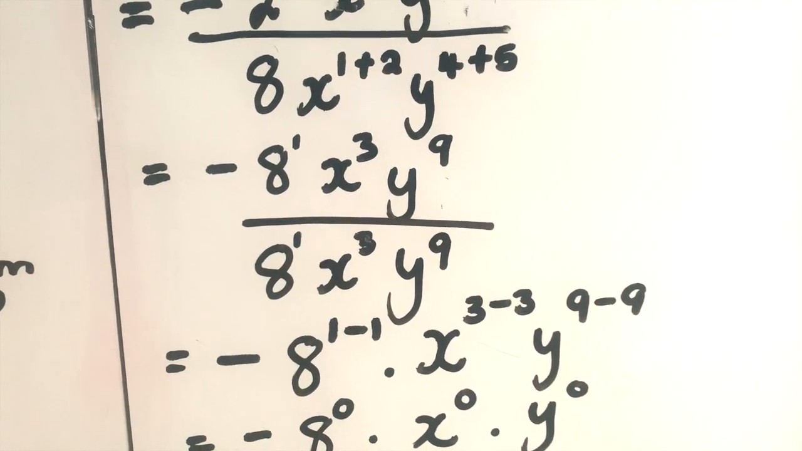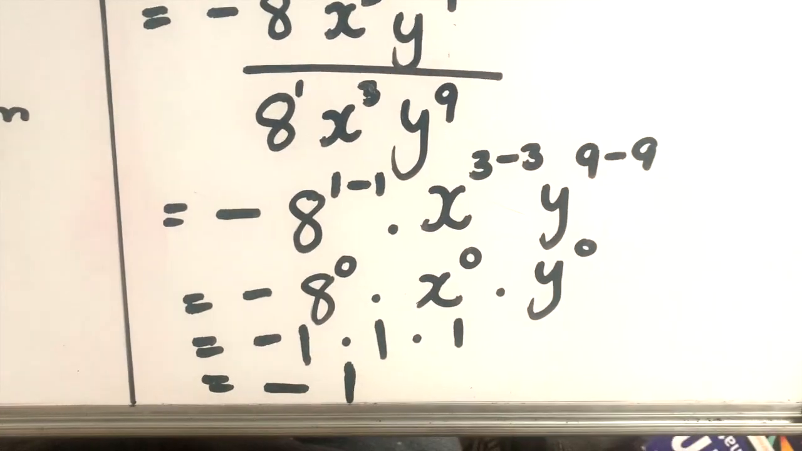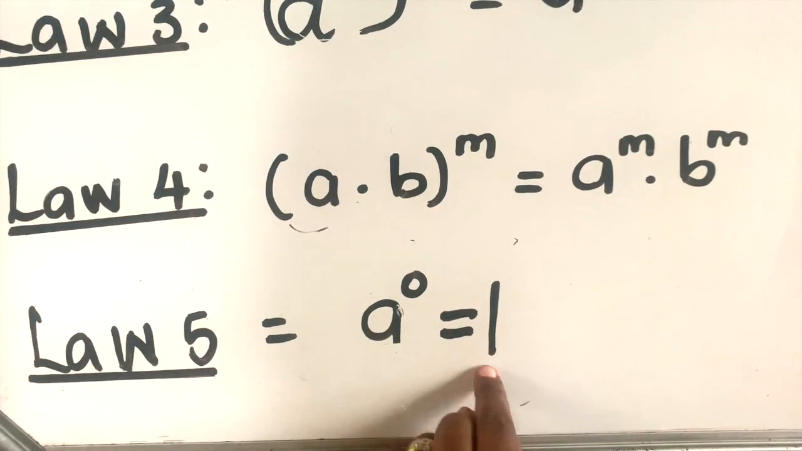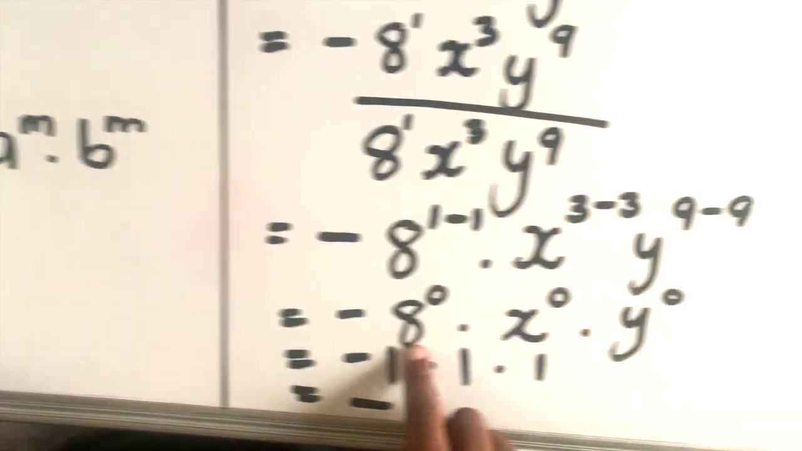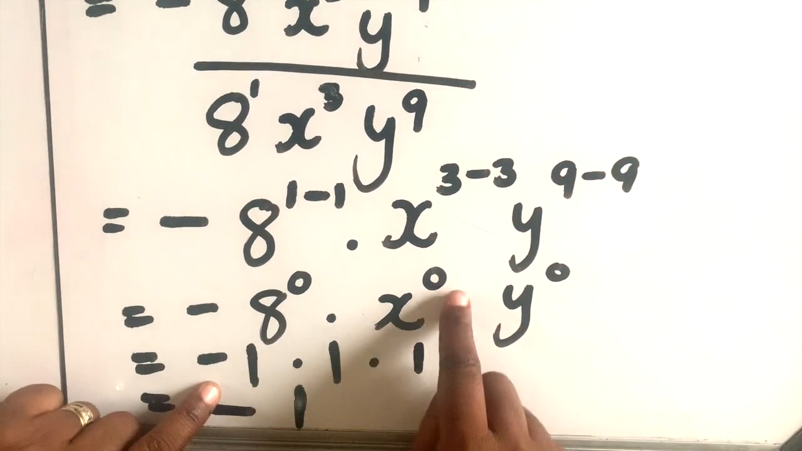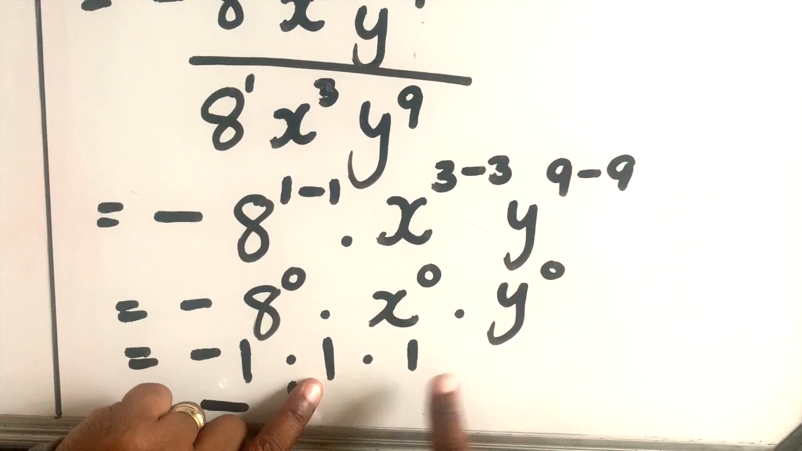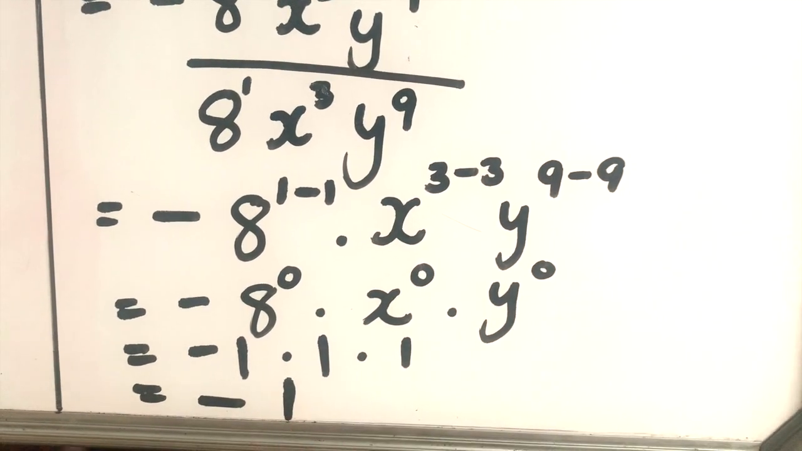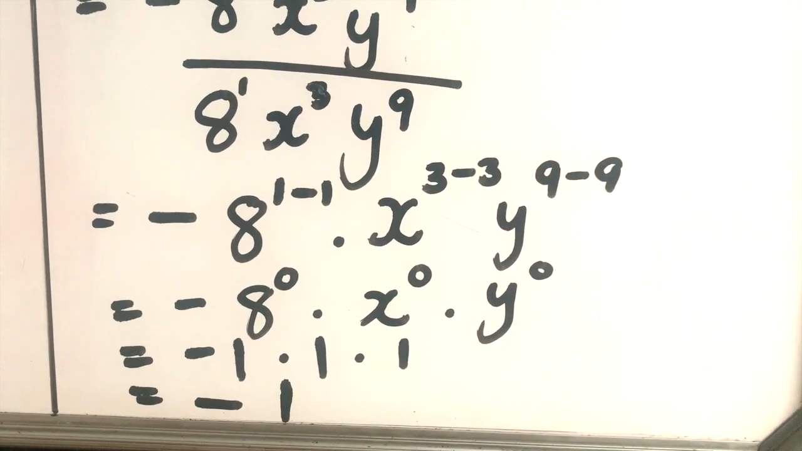Right? And then the last one, the law that we use, law 5, that says any number to the power 0 is 1. So here I had 8 to the power 0. That's why I got that one. And then x to the power 0, I got that one. Then y to the power 0, I got that one. Then 1 times 1 times 1, that's where I got the 1. And don't lose your negative.